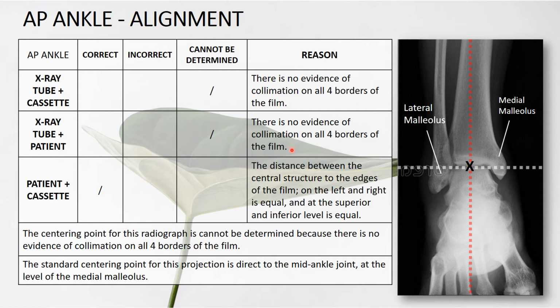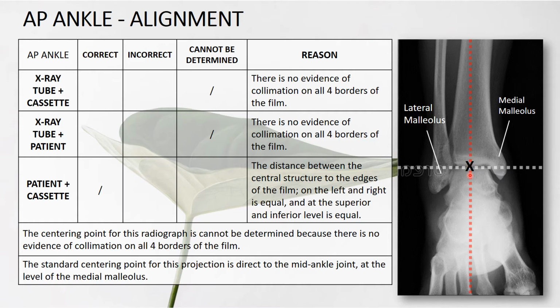Okay, for the alignment for AP ankle, the alignment between X-ray tube and cassette cannot be determined because there are no four borders of the collimation on the film. The alignment between X-ray tube and patient also cannot be determined because there is no evidence of collimation on all four borders on the film. The alignment between patient and cassette is correct.